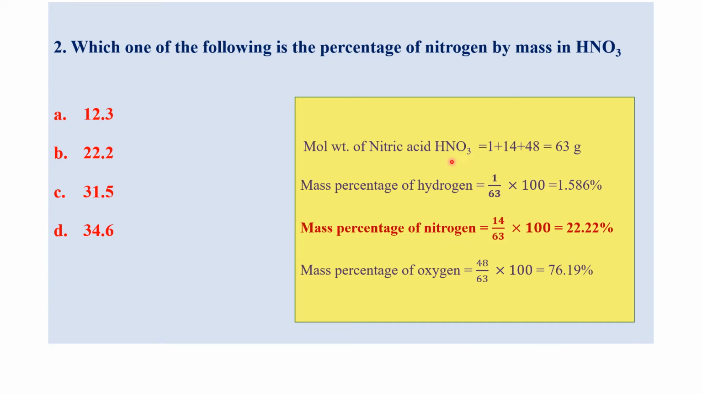Now we will find the mass percentage of each of these: nitrogen, hydrogen and oxygen. For hydrogen we will get 1.56 because 1 gram is the weight of hydrogen, 63 gram is the weight of nitric acid, multiplied by 100 because we will find it in percentage. So we will get 1.5. Similarly for nitrogen we will get 22.2 and for oxygen we get 76.19. Now the question is about nitrogen. So the weight percentage of nitrogen is 22.2%. So the option B is the correct answer.